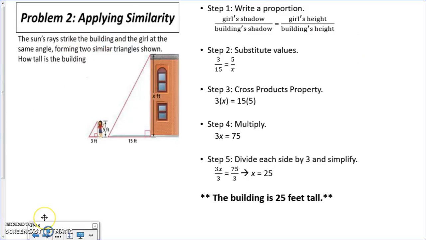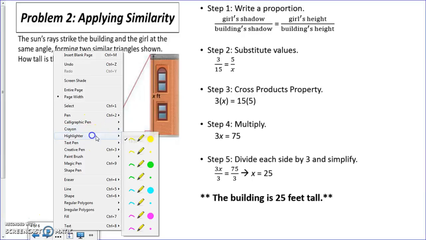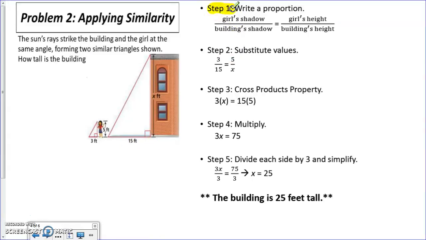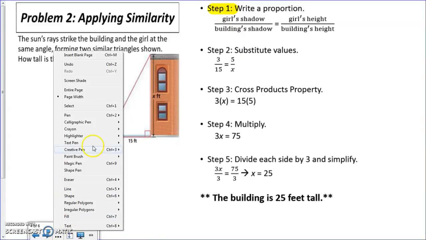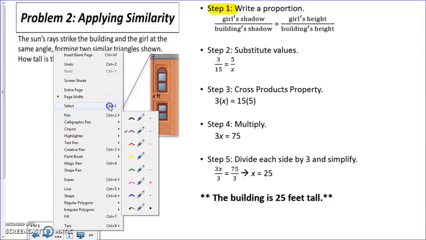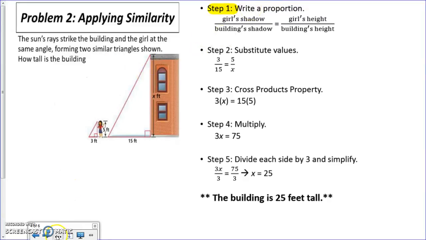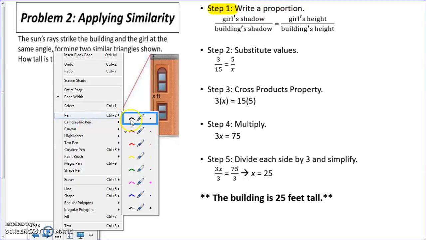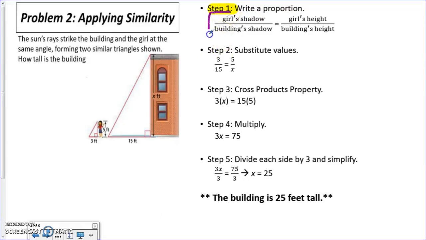Problem 2. Applying similarity. The sun's rays strike the building and the girl at the same angle, forming two similar triangles shown. How tall is the building? So again, in step 1, we're going to want to write a proportion. Now, given that this is a word problem, we have to look at this a little more in depth. So you see here, the first fraction is talking about the shadows, equals the other fraction is talking about the heights.